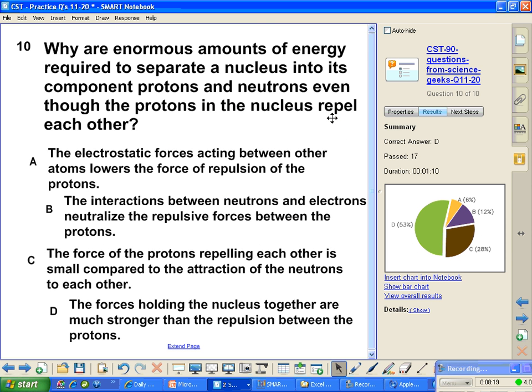And then number 10. Why are enormous amounts of energy required to separate a nucleus into its component protons and neutrons, even though the protons in the nucleus repel each other? Okay, protons repel each other. So why do they stay together in the nucleus? I don't really think anybody knows that for sure. They talk about this thing right here in letter D, the forces holding the nucleus together are stronger than the repulsion forces. Well, duh. If they weren't, the nucleus wouldn't hold together, right?